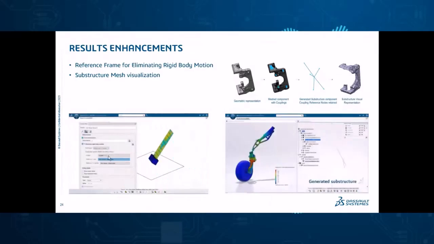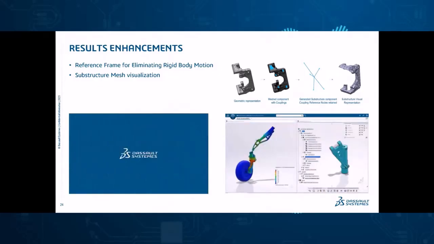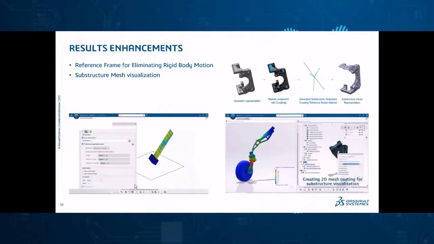The contour plot interface has been enhanced to be able to define a reference frame for the elimination of rigid body motion, which is really useful in something like a drop test simulation. The idea is to specify a reference system that mirrors the moving coordinate system, and then you eliminate that rigid body translation. It's worth pointing out that that's available for both native results and imported results.